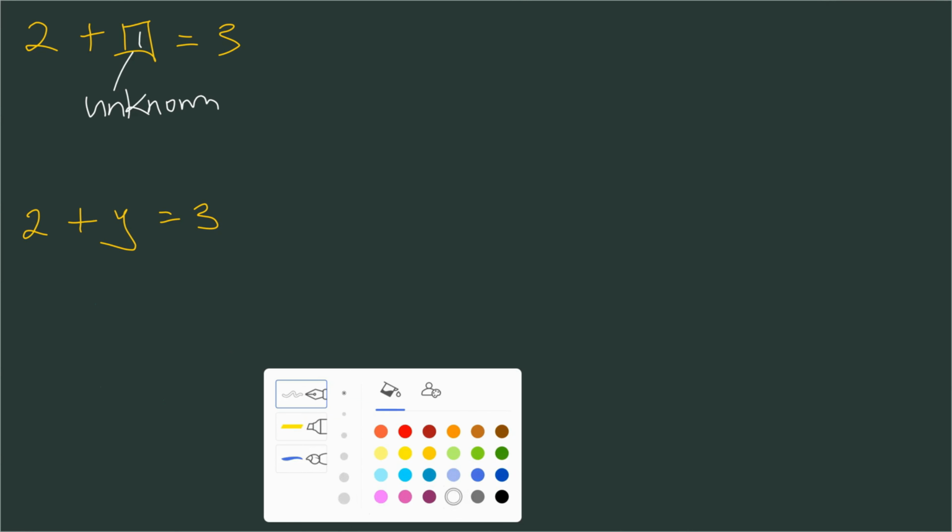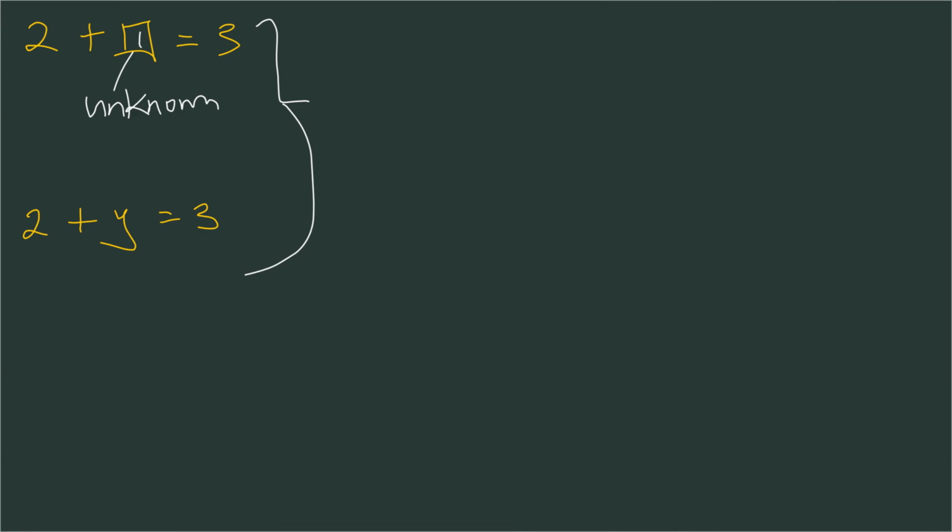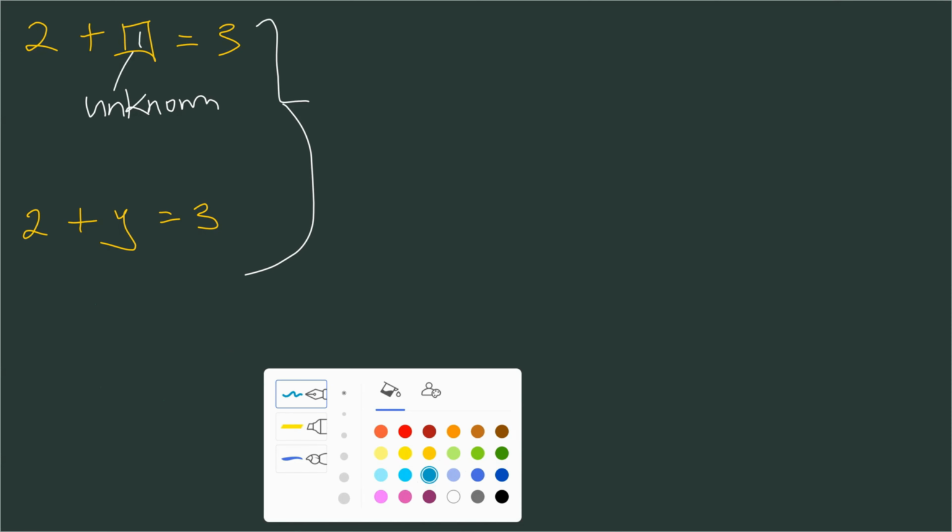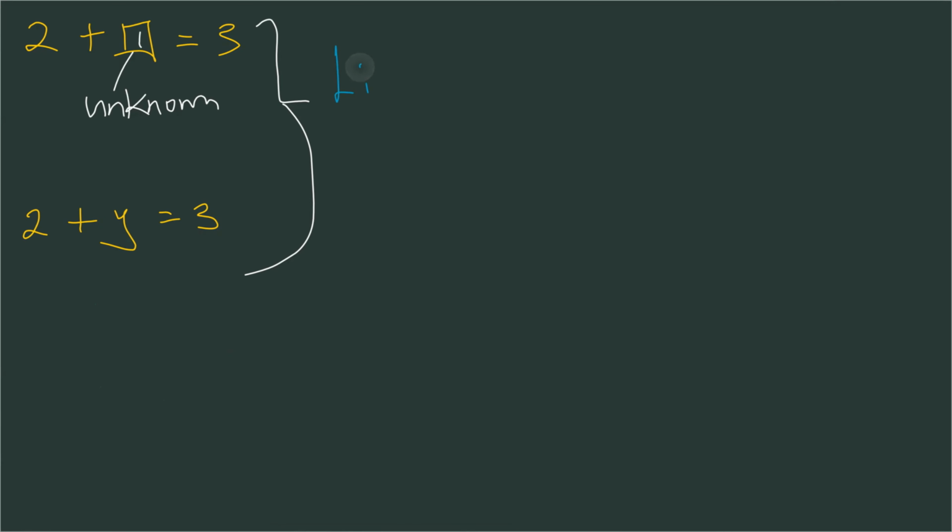Now I want you to know that these two equations are called linear equations. Now let's look at the parts of our linear equations, and after that we'll define what linear equations are. We can see that our linear equations have different parts, and one of the parts is constants. In linear equations, constants are fixed numbers.